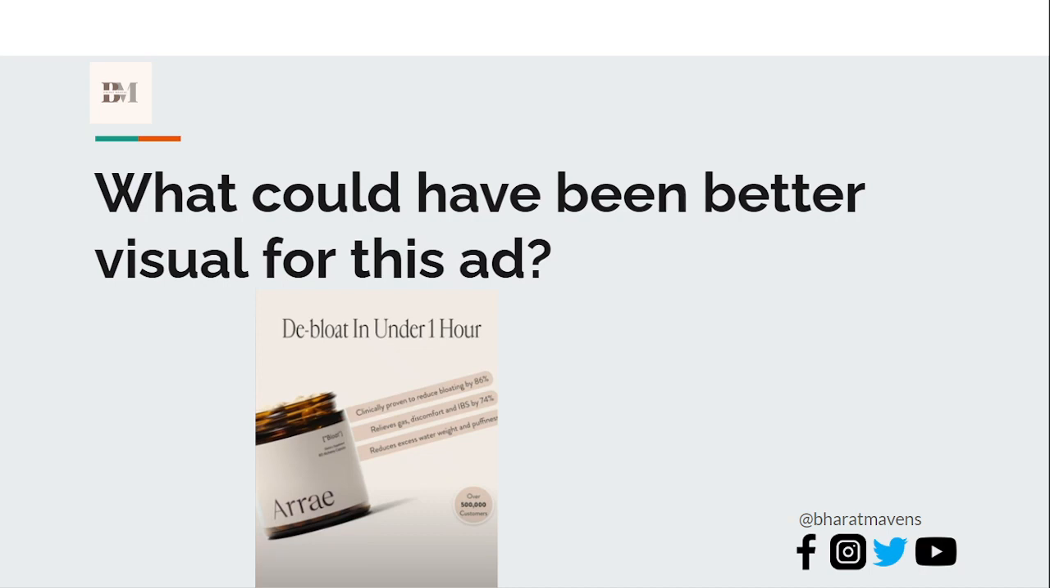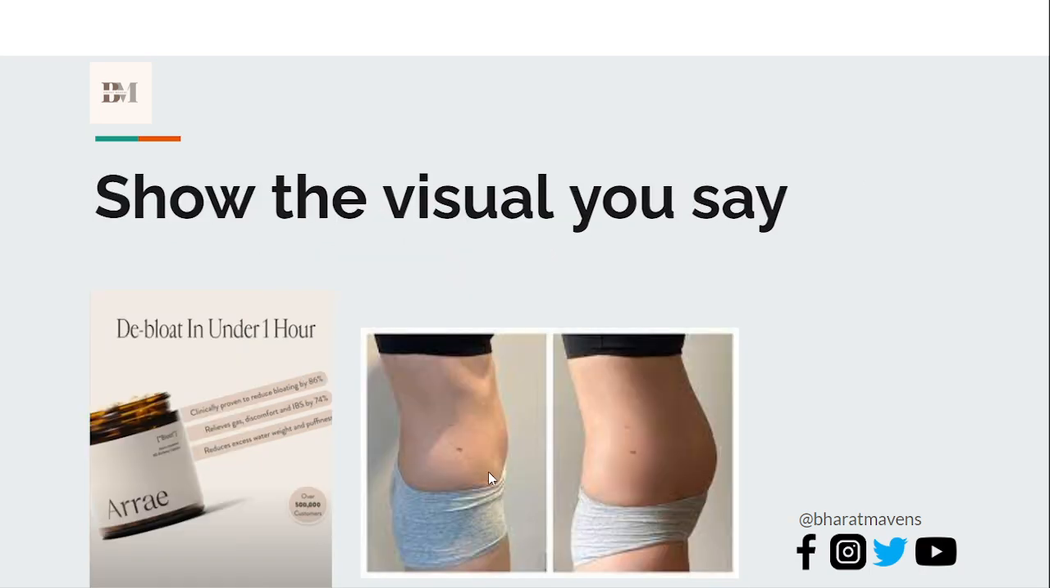Then, whenever you come across a good image ad, try to understand and build better, asking what could have been better in this visual. For example, de-bloat in under 1 hour. They are promising that you can de-bloat using these 3 benefits. They have also mentioned a social proof angle here. I think the visual, instead of showing the product at the side, could have shown a contrast, like the left image and the right image, so that it shows de-bloat in under 1 hour. This visual could have been better this way. So try to think like that.